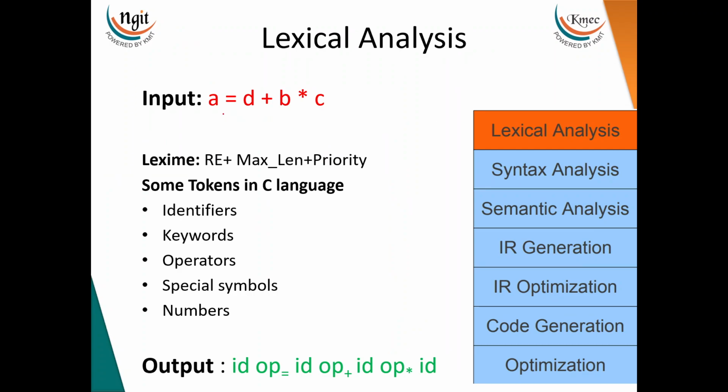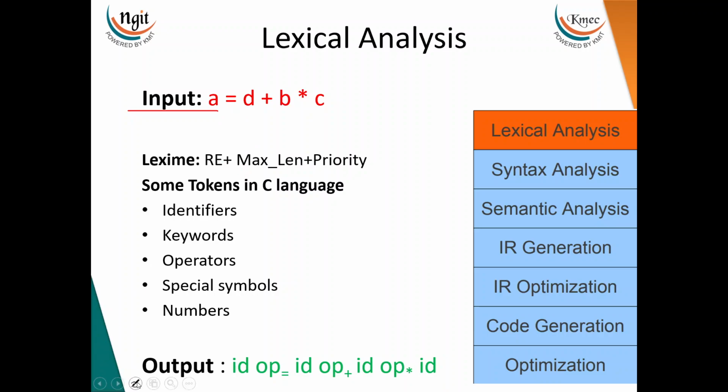The input to the lexical analysis is A equals D plus B star C. The lexical analysis is also called linear analysis or scanner. It is going to scan the input string character by character. If the characters satisfy the regular expression of identifiers, then it is treated as a lexeme. If it satisfies the regular expression of any one of these, then that could be treated as a lexeme. But before treating it as a lexeme, you should go for the maximum length.